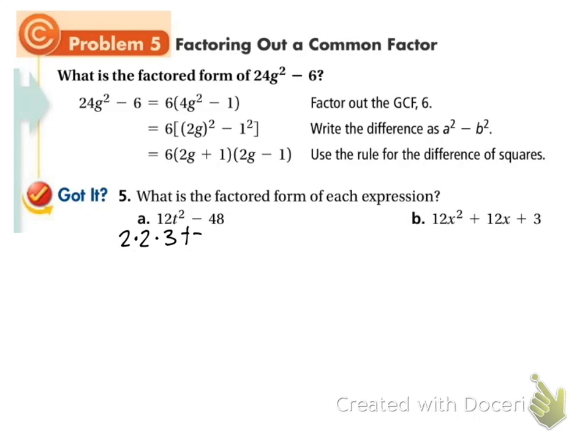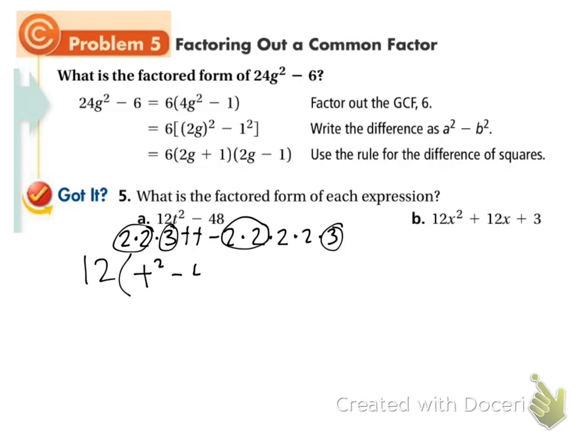And I've got 12t squared minus, to get 48, I need to do 2 times 2 times 2 times 2 times 3. So, in this case, I can take 2 2's and 1 3. 2 times 2 times 3, well, that's just going to be 12. So I'm left with t squared, right? I've got 2 t's here. Minus, I'm left with 2 2's. 2 times 2 is 4. Okay, so I'm going to leave that 12 up front and not worry about him. And I'm going to factor this inside, okay?